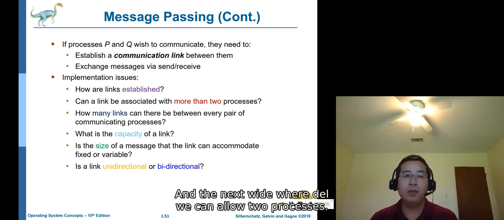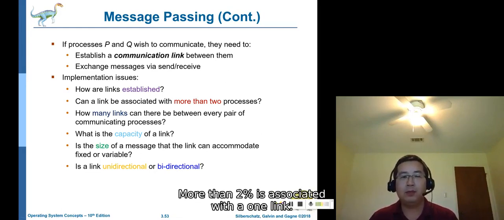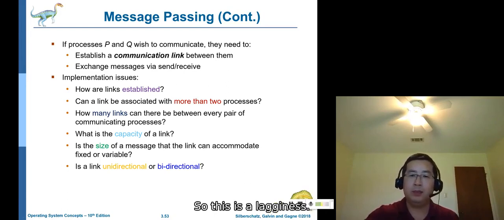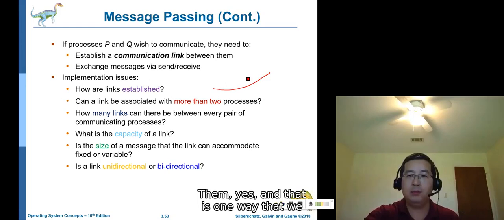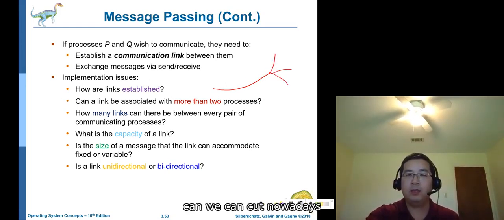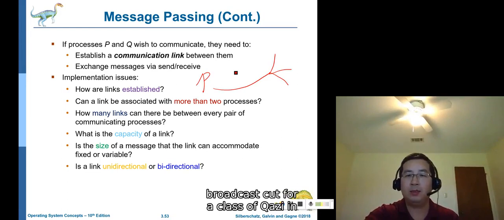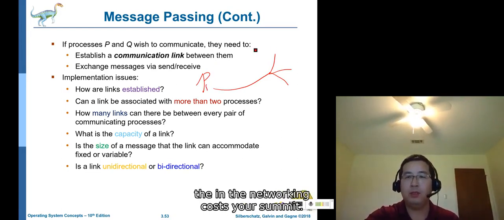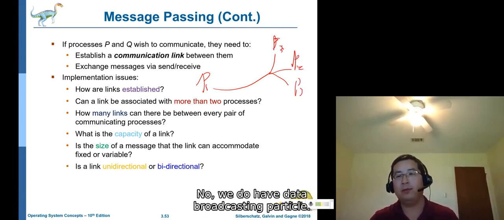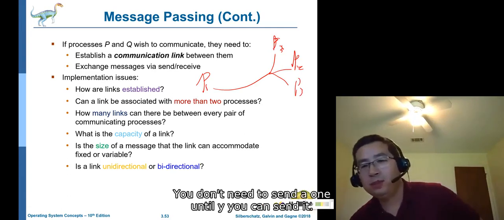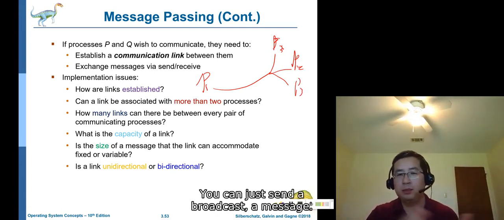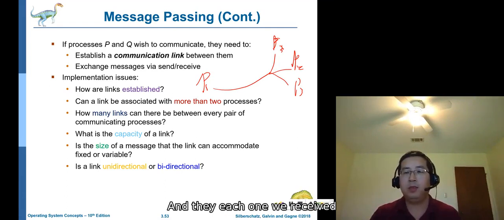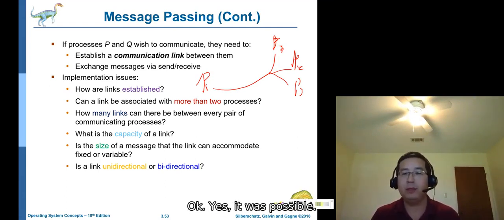The next one is whether we can allow more than two processes to be associated with one link. That means I send a message, and whether it can be broadcast. In the networking course you also may know we do have broadcasting protocols. You don't need to send one-to-one. You can just send a broadcast message, and each one will receive the message. That's also possible.